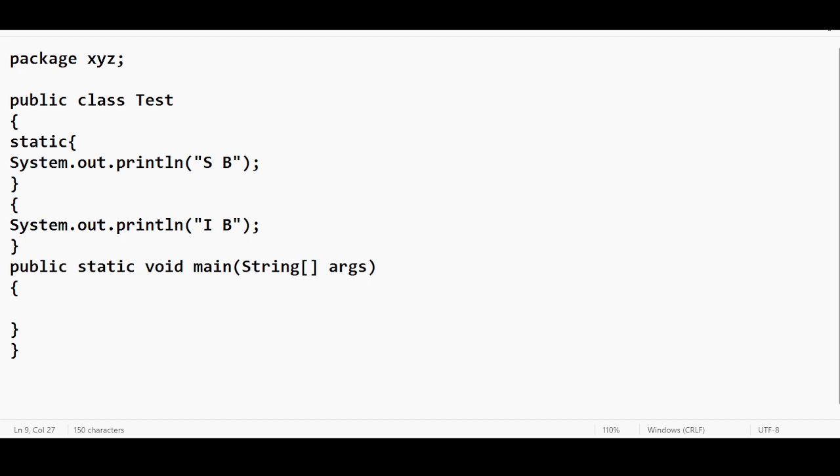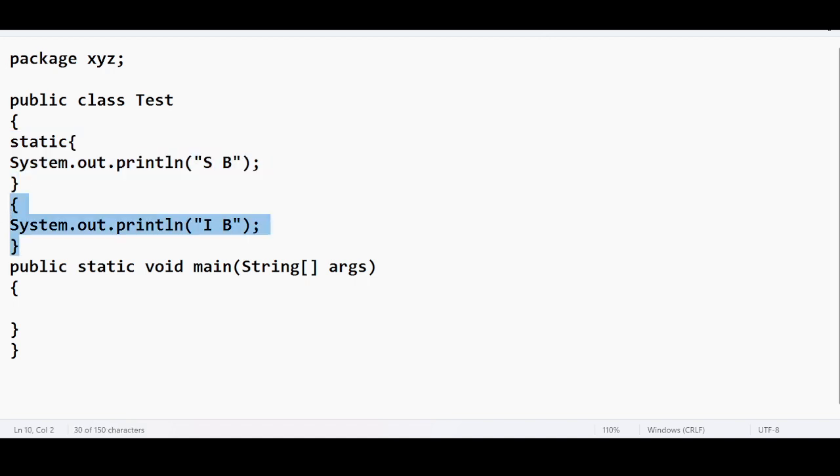Your focus should be how many methods are there. There is only one main method, and no instructions have been placed inside the main method. Secondly, is there any static context or instance context? There is one static context in the form of a static block. This is an instance block. Why do we call it an instance block? Because we are not using the static keyword. When you're not using the static keyword, the respective block is called an instance block. We have a static block and we have an instance block.